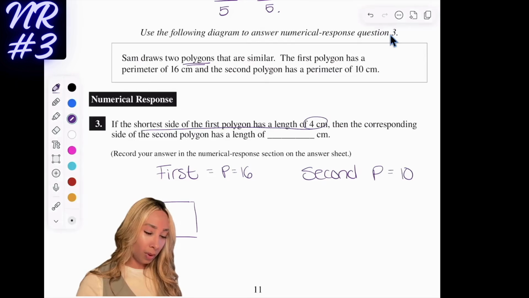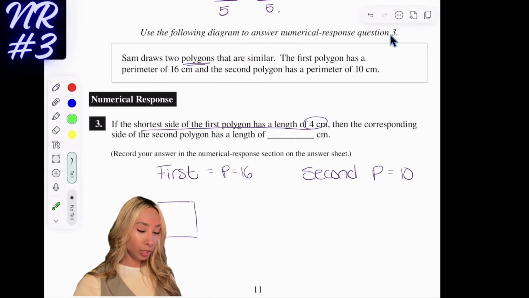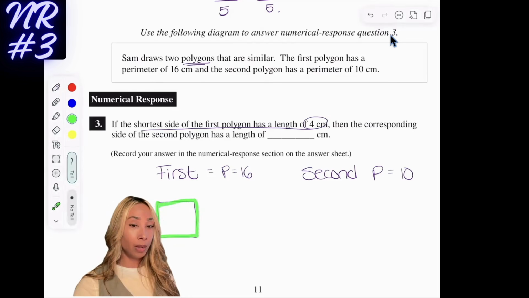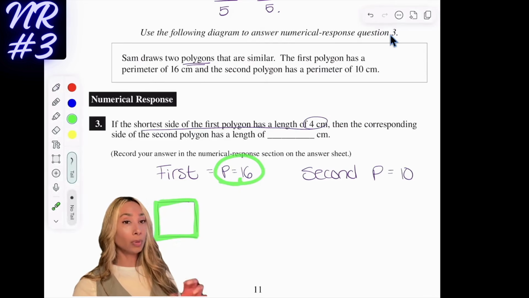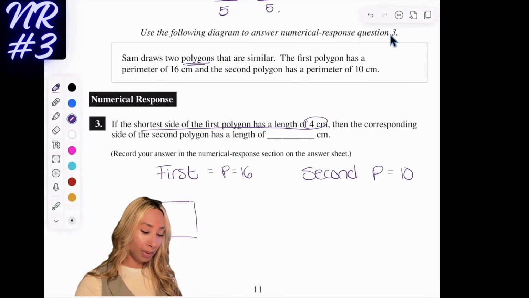Okay, well, this is kind of why I was inclined to draw it as a square. Because when we're talking about perimeter, just as a reminder, perimeter is walking around the edge of the shape. So if my perimeter is 16, that means every time I walk around the shape, all those numbers have to add up to 16. The only way that can happen is if all the sides were 4.